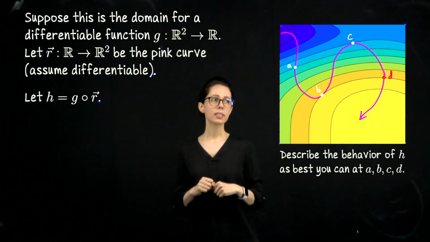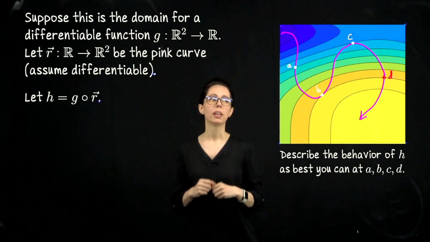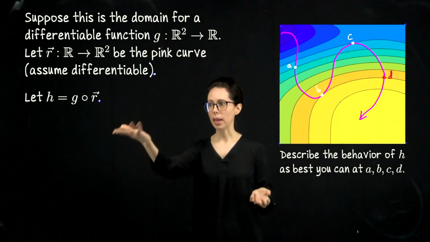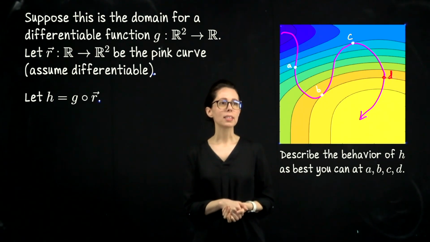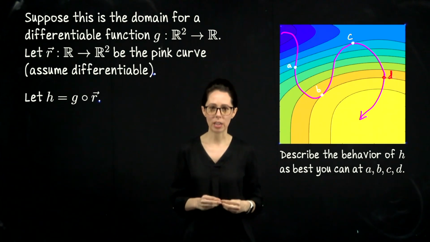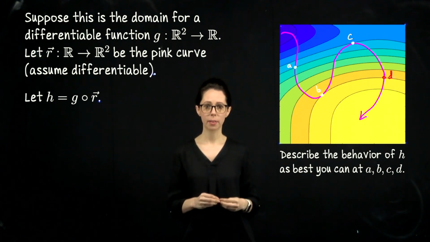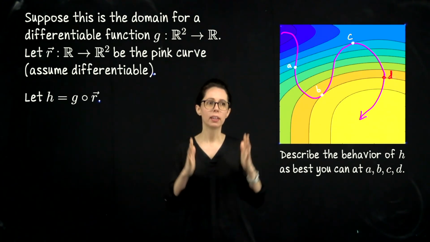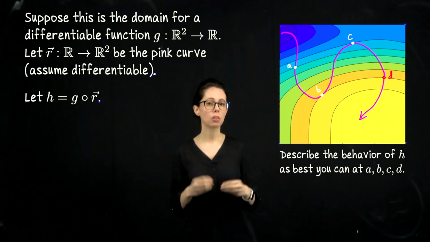So what does it mean to do the composition G of R, which I'm going to name H in this problem? Well, that's like saying, what is my elevation as I move along this path? So I really just want to restrict my focus on G values along this curve.